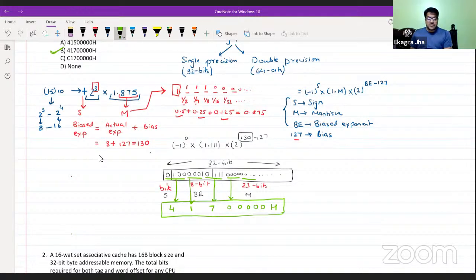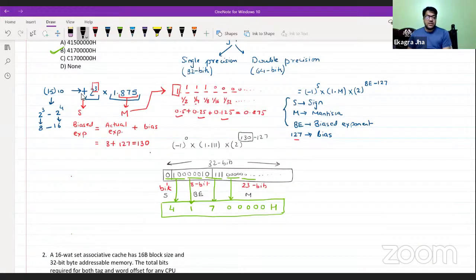Okay, the correct answer is option B. 417 and 5 zeros in hexadecimal format. So again, I'm briefing it, just to break the decimal part into two things. First, the power of 2, and the remaining part will go for the Mantissa calculation.